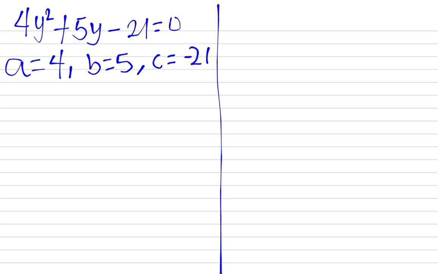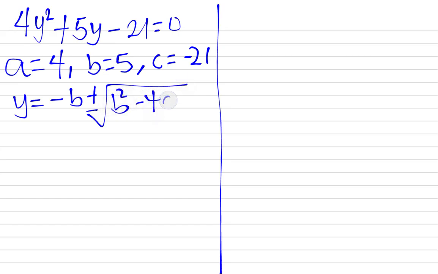So our formula will now be y equals minus b plus or minus square root of b squared minus 4ac, all over 2a. That will be our formula. You may be asking, why am I using y here and not x? Because the variable we have here is y, so it only makes sense that I use y here also.